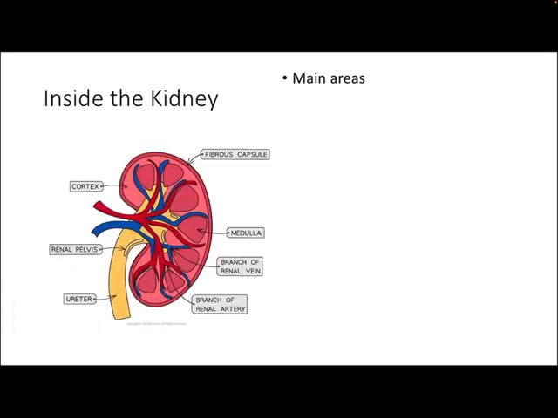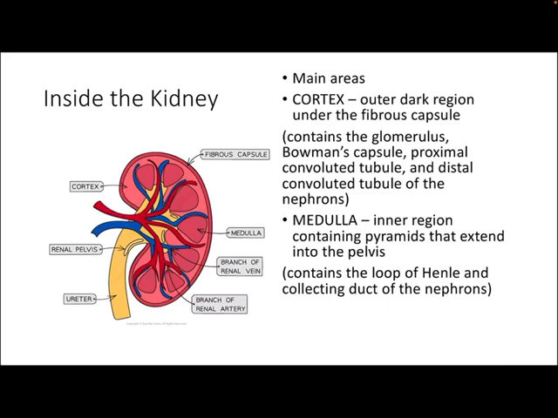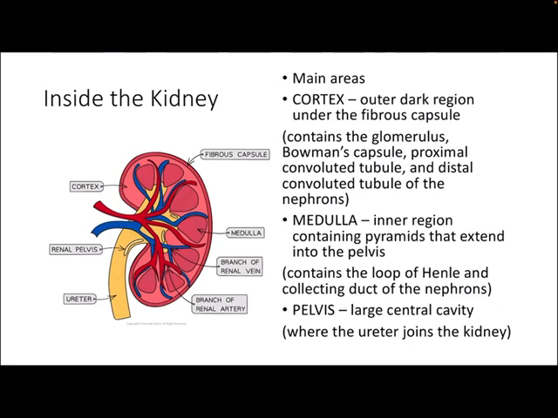Inside the kidneys, the main areas that we have, so we have the cortex, which is the outer dark region, which is found just under the fibrous capsule, and it contains the glomerulus, Bowman's capsule, proximal convoluted tubule, and distal convoluted tubule of the nephron. The medulla, the inner region that contains the pyramids that extend into the pelvis, and in the medulla region we have the loop of Henle and the collecting duct of the nephron. And then we have the pelvis, which is the large central cavity where the ureter joins the kidney.